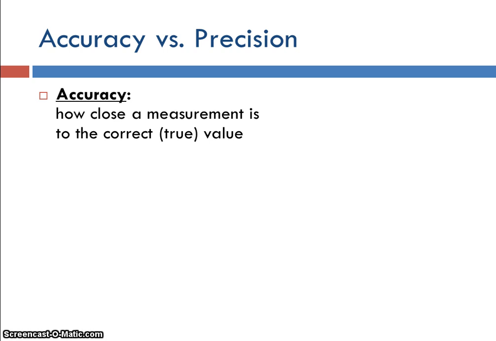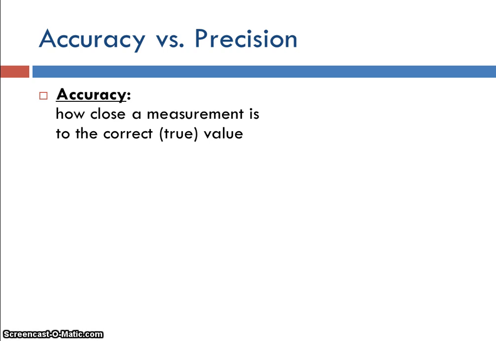Accuracy tells you how close a measurement is to the correct or the true value. So for example, if you want to think about your chemistry test that you're going to take, the true value that you're trying to get, the correct value, would be 100%. That's what you're going to shoot for. So the closer you are to that 100%, the more accurate you are.